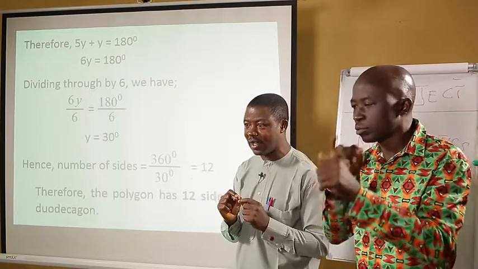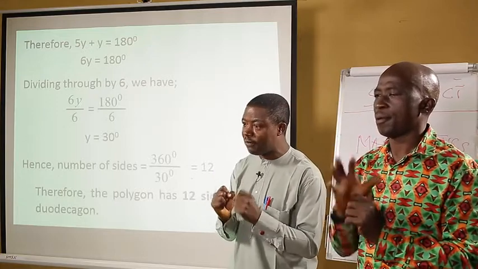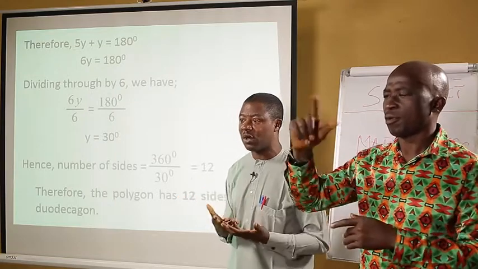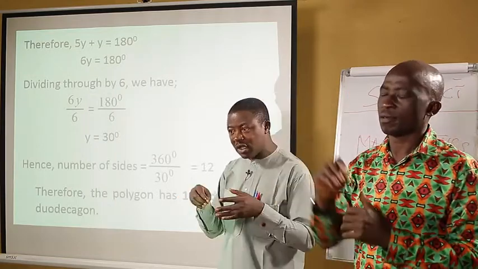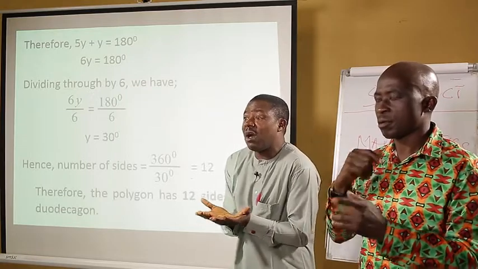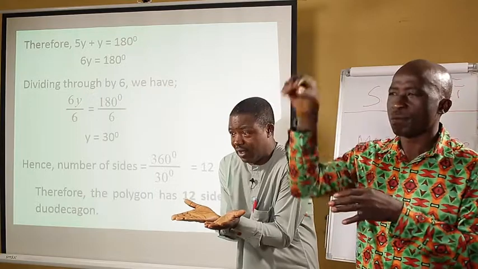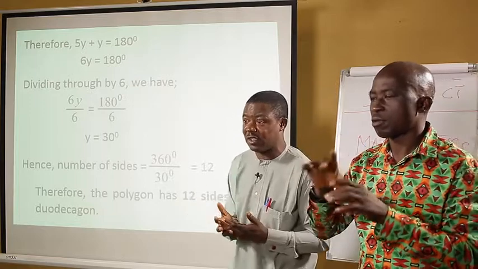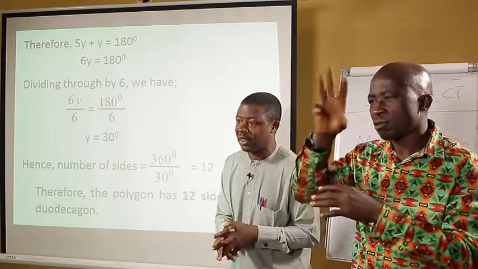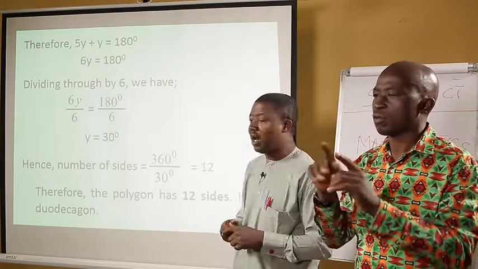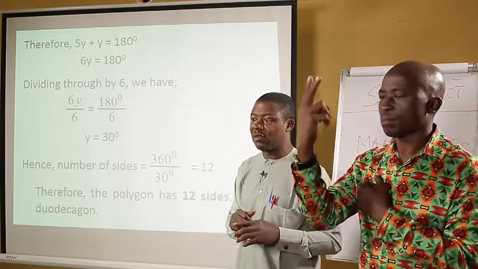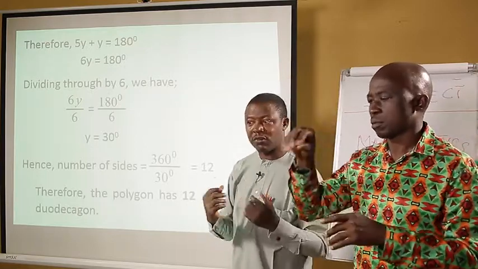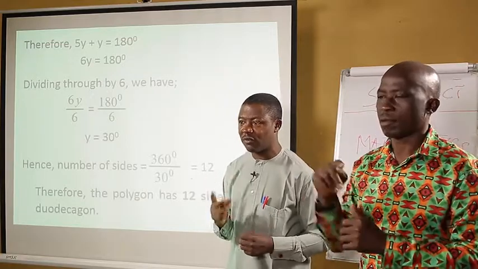We are given the fact from the beginning that the sum of exterior angles of any polygon is 360 degrees. So in this case, we are indirectly asking you how many 30 degrees can be found in 360. So you divide 360 degrees by 30. If you do that correctly, you will have 12. So 360 divided by 30 is 12. Hence, the polygon has 12 sides.